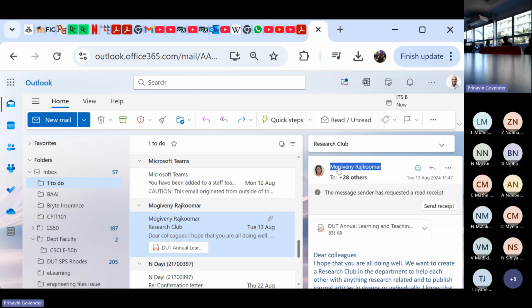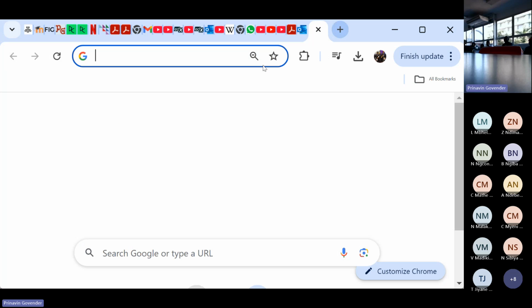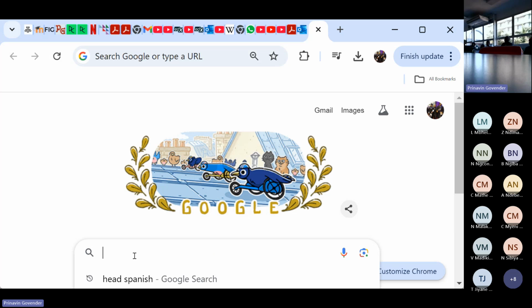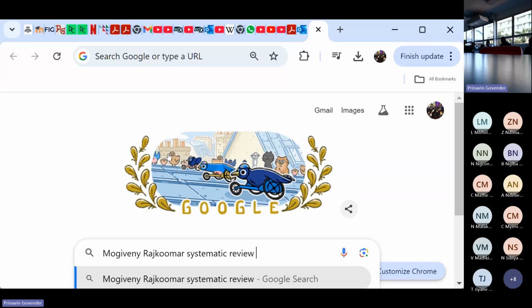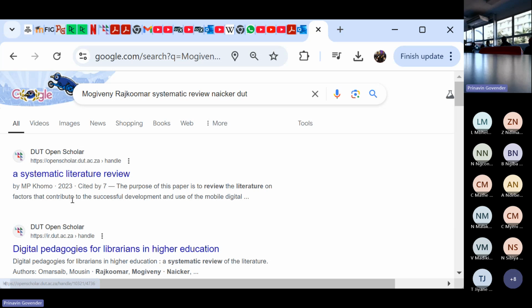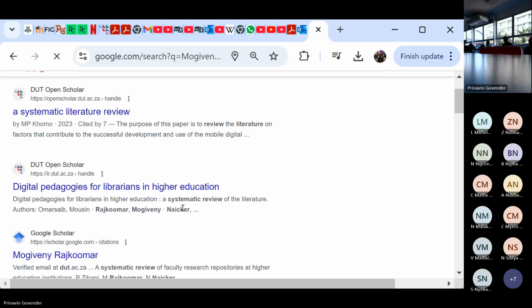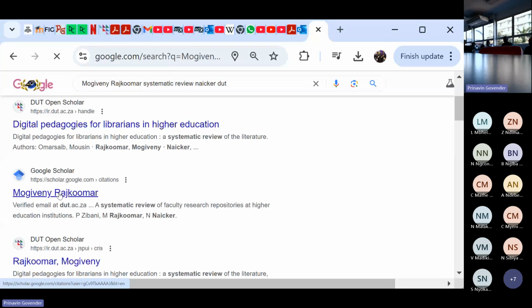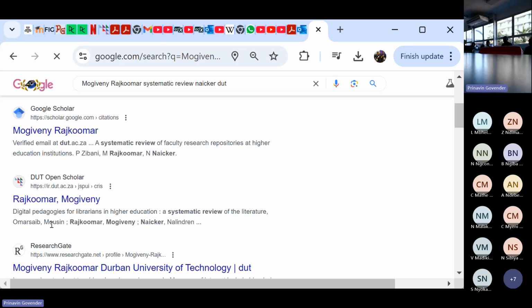Right. So this is a professor in our department. So let's go and find an article. Systematic review. Let's see if I can find it. There we go. Yeah, there it is. This is a lecturer in our department. Right. And I also look for Dr. Mohsin as well, right? There's another one, Professor Rajkumar. There's Mohsin. There's the article. My internet is so slow.